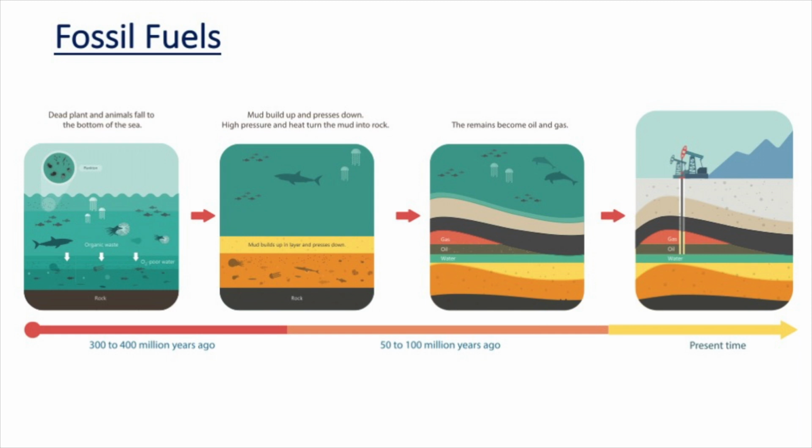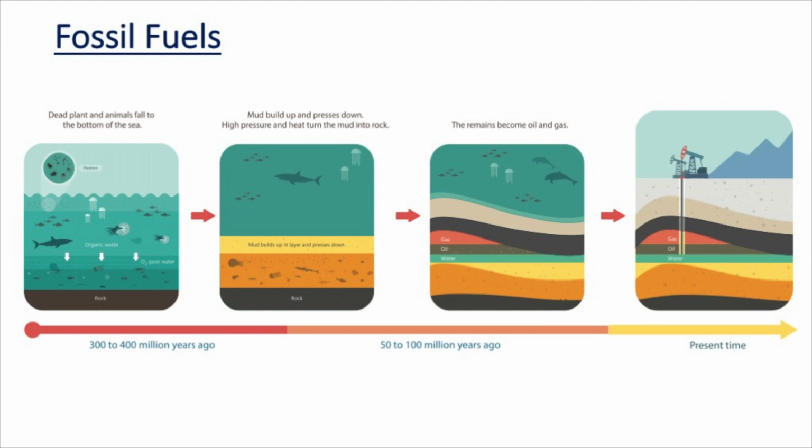Coal, oil and natural gas are classed as fossil fuels. Now, fossil fuels are formed over millions of years from the remains of dead organisms. Coal is formed from dead trees and other plant material, and crude oil and gas are formed from dead marine organisms. Now, the following diagram shows how crude oil and natural gas are formed.